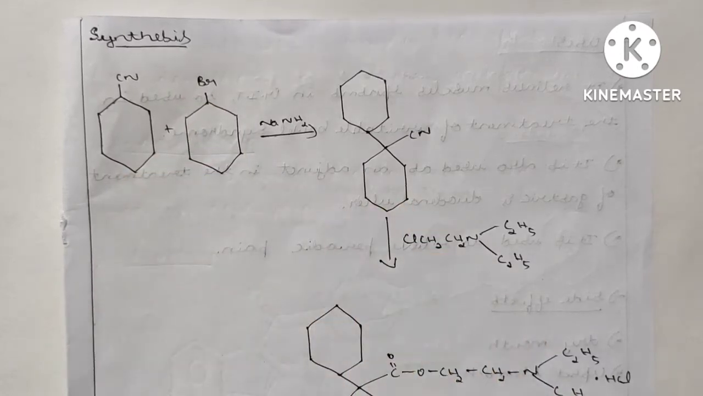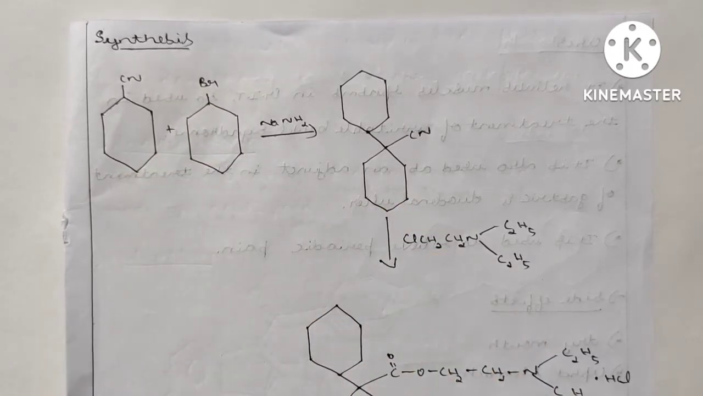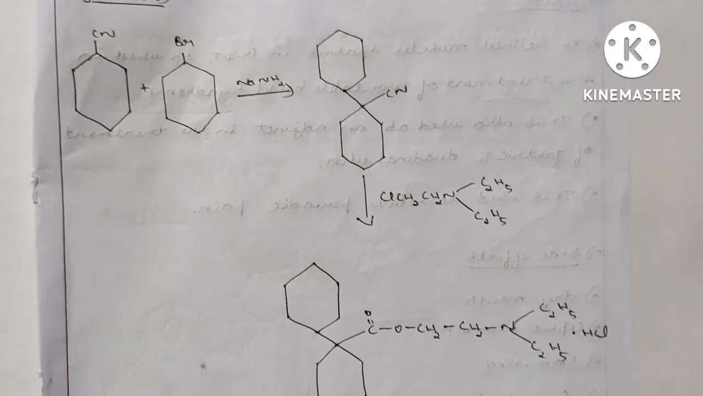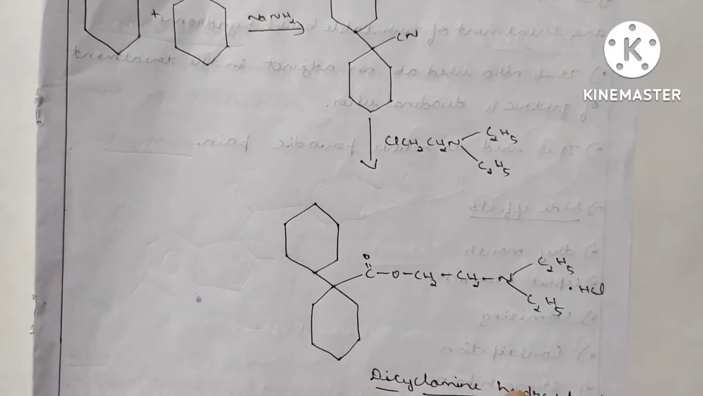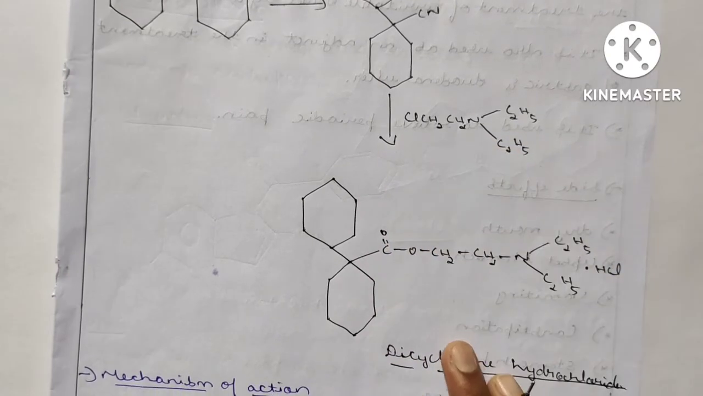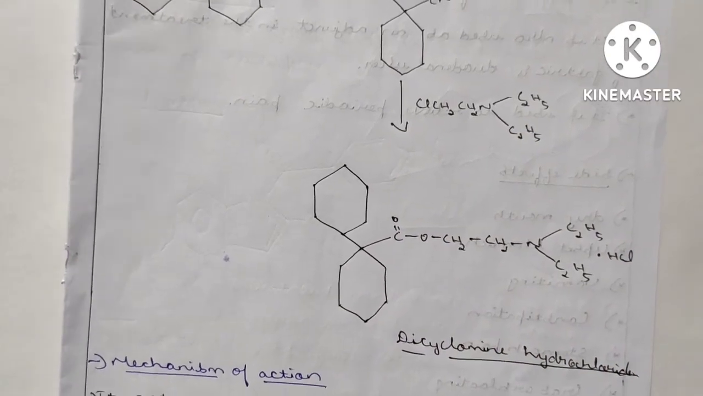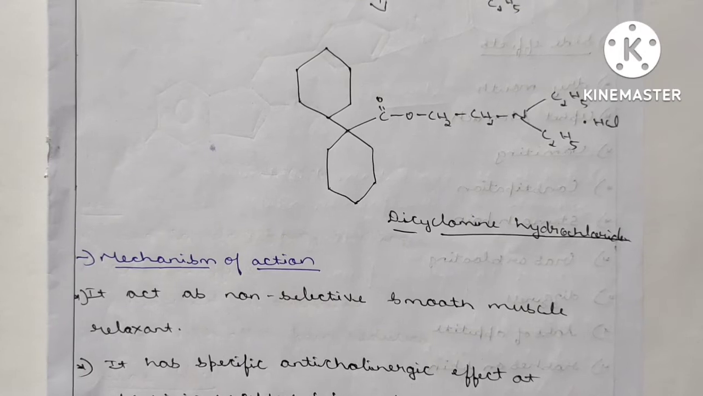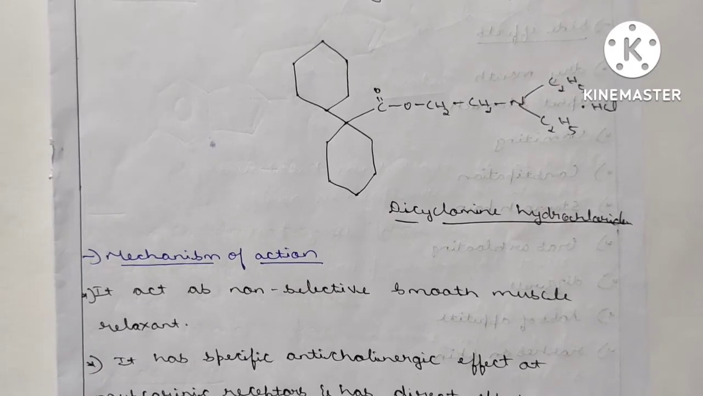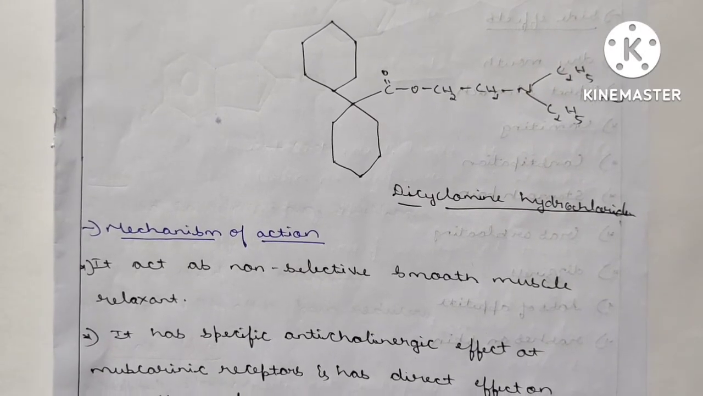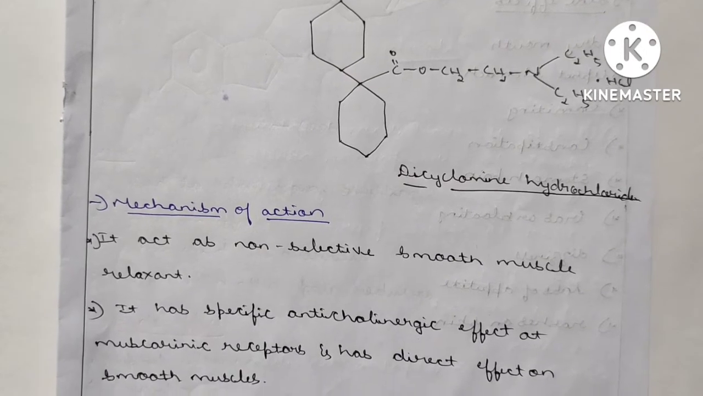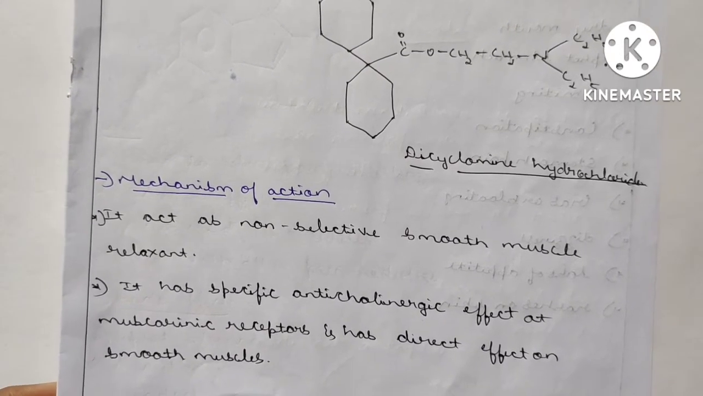See, this is the synthesis. Bromine with cyanide forms one intermediate. That intermediate on reaction with chlorine and some complex substance gives the formation of dicyclomine hydrochloride. Mechanism: it acts as a non-selective smooth muscle relaxant, meaning it has a specific anticholinergic effect at muscarinic receptors and has a direct effect on smooth muscle.